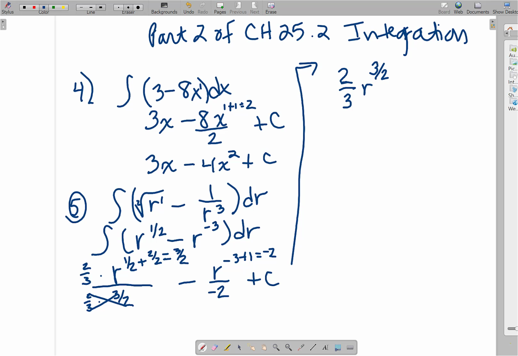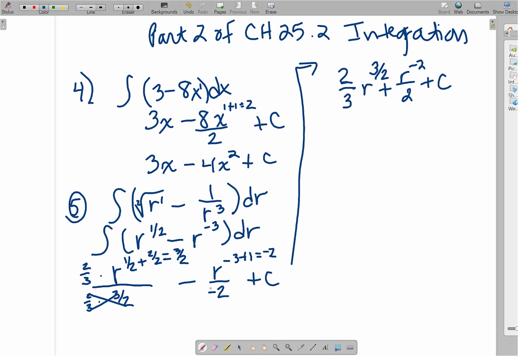And over here, what will we have? Well, a negative times a negative is a positive. And this would give us r to the negative 2 over 2 plus c. So all I really did was get rid of the 2 double negatives over here. Now, you know that in math you can't leave your negative exponent, so we have to move that r to the negative 2 to the denominator, and then we'll be done.